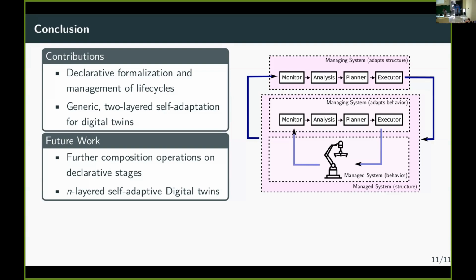For further work, it would be interesting to have more operators, so you have more conditions than just compatibility. And finally, now that we have a one-layer architecture for behavior and a two-layer architecture for structure, what's the general case, right? If I have a changing model, for example, do I have the same layer on top to have three-layer self-adaptive digital twins? This is something that we would like to explore. How many layers can we have that actually still make sense and lead to something? Thank you.